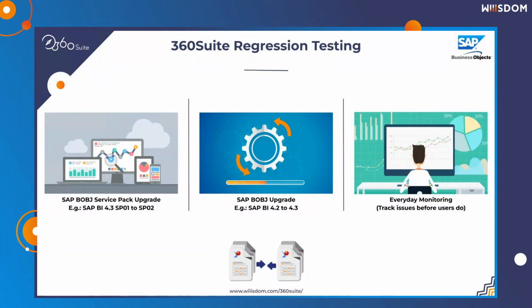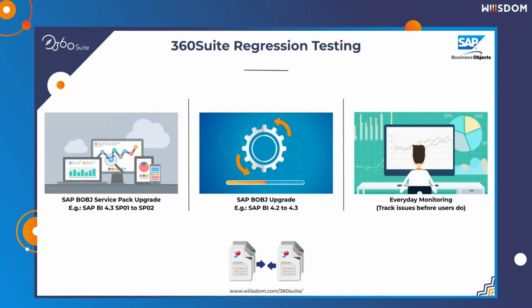Hello! Today in this video, I will talk about how to use 360Suite to perform regression testing. There are three different scenarios in this video that I'll cover, which are either when you choose to apply a service pack on top of an existing installation, so let's say 4.3 SP1 to SP2, or perhaps you want to take your existing server and on top of it install SAP BI 4.3, or perhaps you want to do everyday monitoring in production, for instance, to make sure you track issues before the users do.